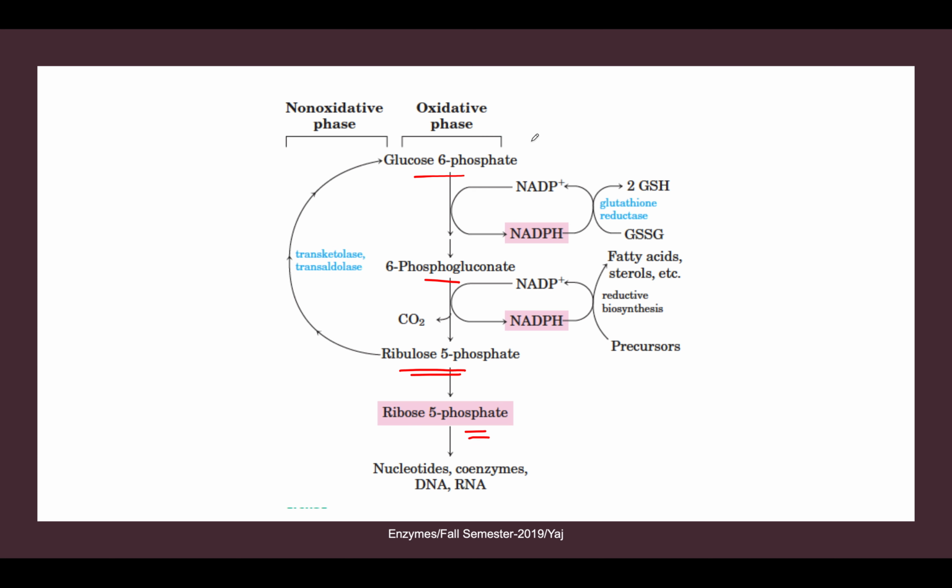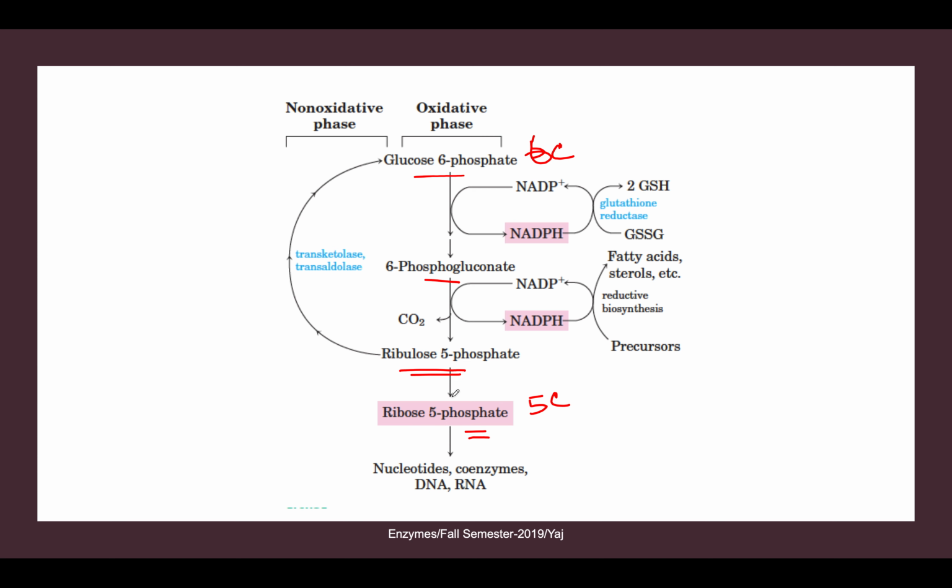So glucose 6-phosphate is a 6-carbon containing carbohydrate intermediate, whereas ribose 5-phosphate is a 5-carbon containing intermediate. So the pentose phosphate pathway therefore is a pathway that helps in the conversion of 6-carbon sugars to 5-carbon sugars.